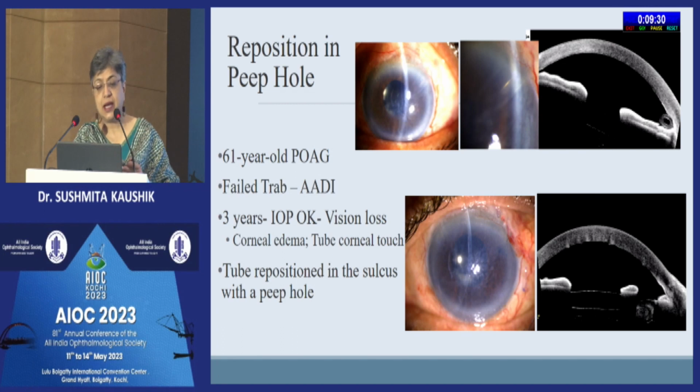So since he had an absolute shallow AC, a shallow anterior chamber, what we decided to do is form a small peephole and reimplant it into the sulcus so that you could see the tube. So you see post-op, this is the tube here, it's behind, but for you to be able to see it post-operatively, you make a small iridectomy and you reposition the tube in the sulcus so that you could see it. And he's pseudophakic, so this can be done.